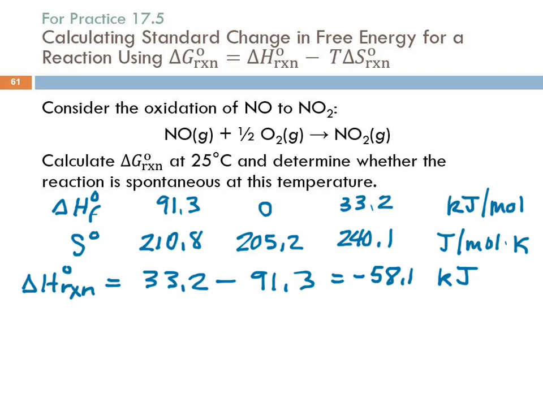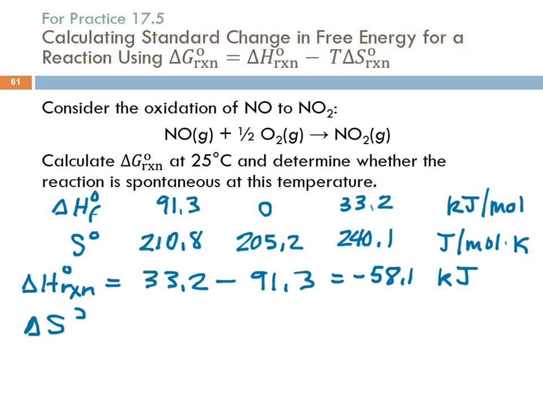Kilojoules. I'm being sloppy and leaving out units, but I think you guys can handle it, right? This number was 1 mole of this times 33.2 kilojoules per mole. And so this is kilojoules, that's kilojoules, and we end up with the unit of kilojoules.